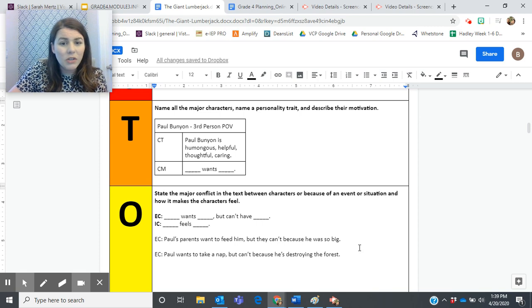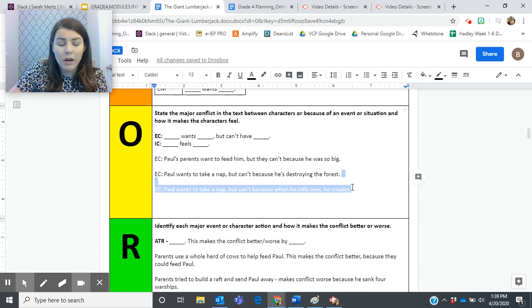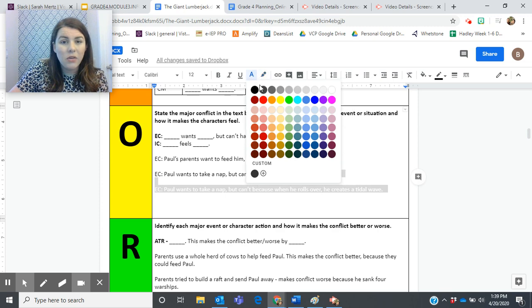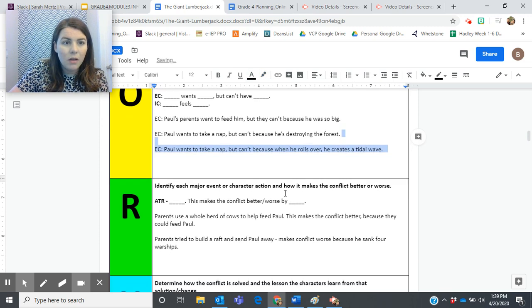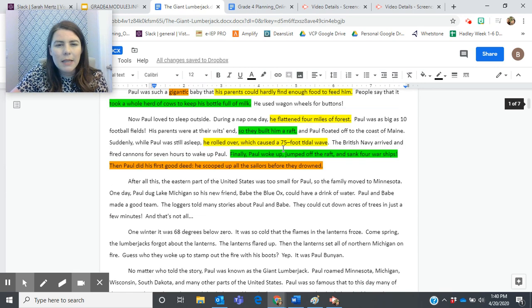I was also introduced to another story or another problem. He wants to take a nap, but he can't because when he rolls over, he's creating that really big tidal wave. Well, what was the solution? They tried to build him a raft and it made the conflict worse because he did sink those 4 warships. So I can use that same attempts to resolve for both of these conflicts. Am I missing any other ones? Nope. Okay, got them both, got the character traits.